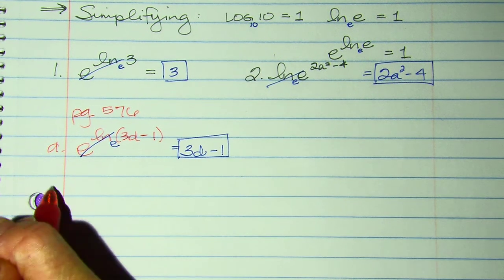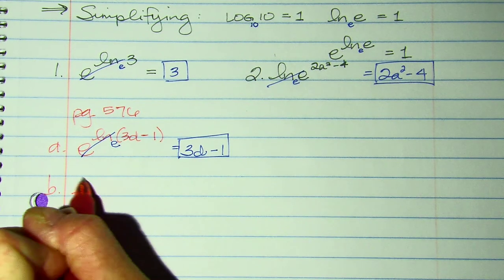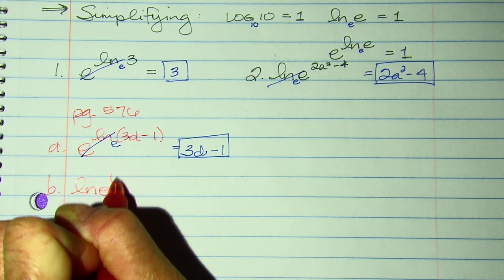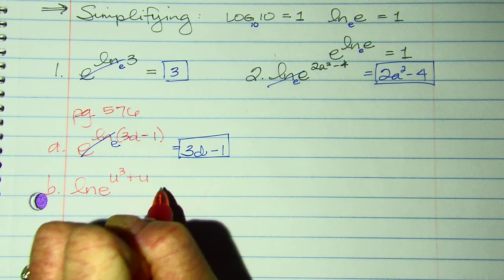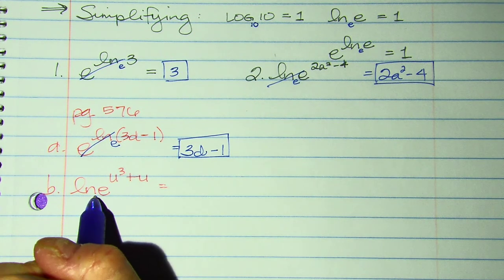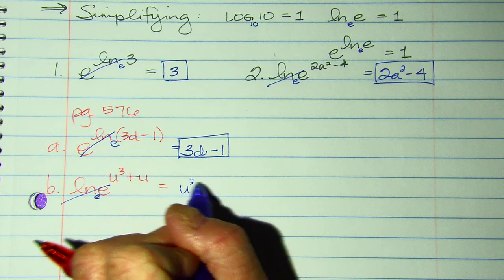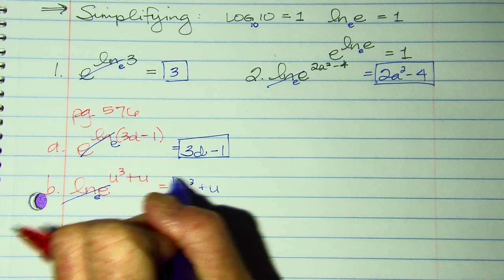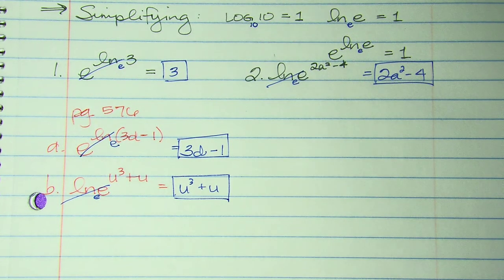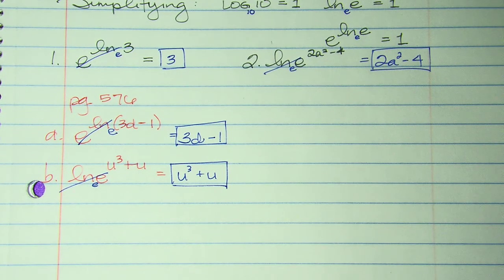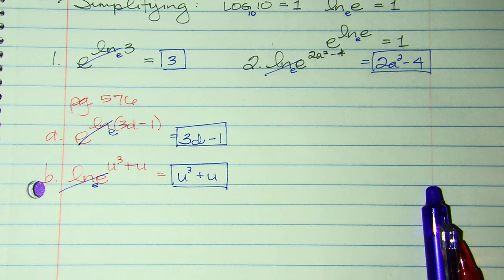Part B asks us to simplify the natural log of e to the u cubed plus u. Same thing, there's an invisible e here, so these are the same, so I'm just left with u cubed plus u. Pretty simple. I wish it stayed that simple, but we're moving on to part 2.